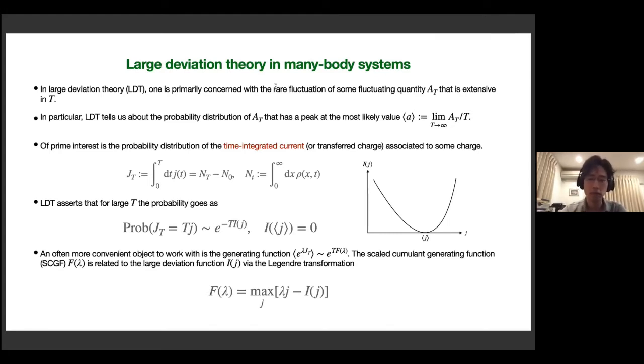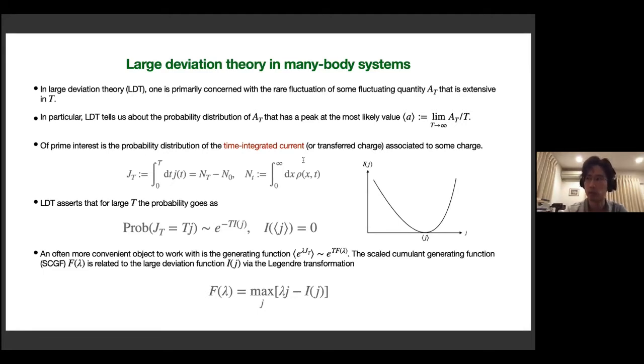And of course, this probability distribution has to have a peak, the most likely value, because that's most likely. So as I said, A_T could be arbitrary, but generally you take it as a time-integrated current.